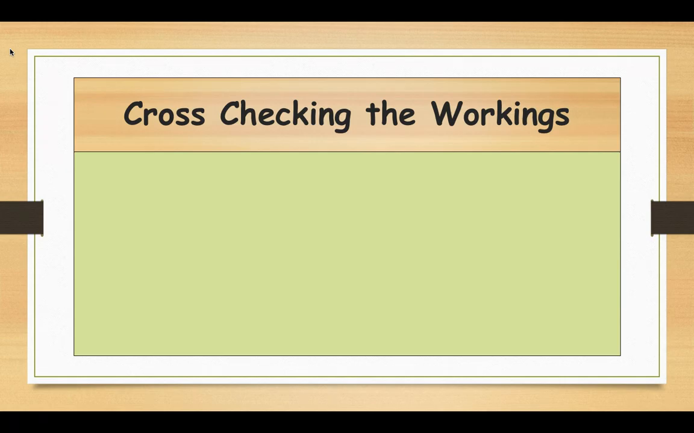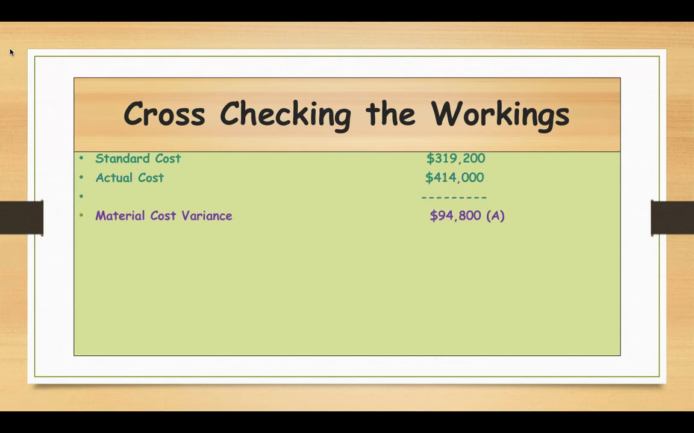Like under method 1, we are going to cross-check our workings under method 2 as well. Whichever method you work, the total variances must tally. So here, as we have seen before, the standard cost is $319,200 and the actual cost is $414,000. So our total variance, which is our material cost variance, should have been $94,800 adverse. So now we are going to add all the variances we have calculated under method 2 and see whether that is going to add up to $94,800 adverse. So we'll see.